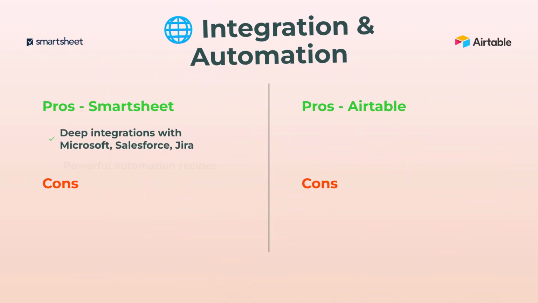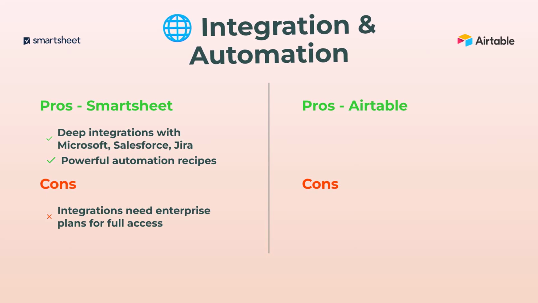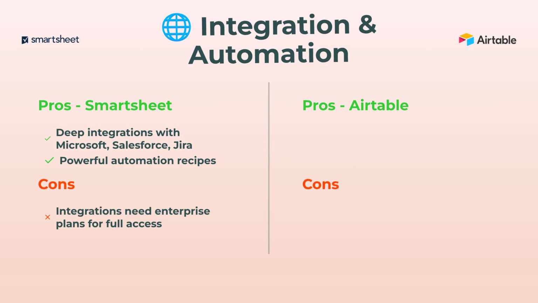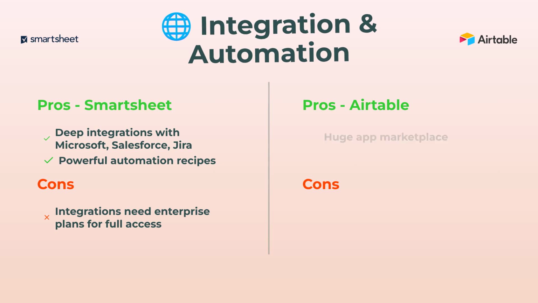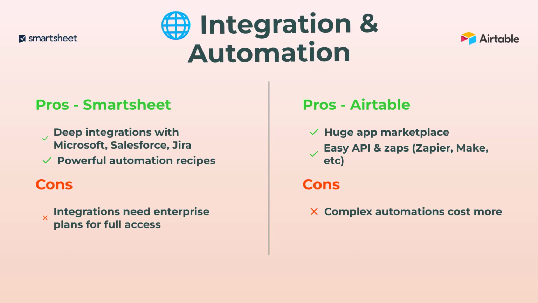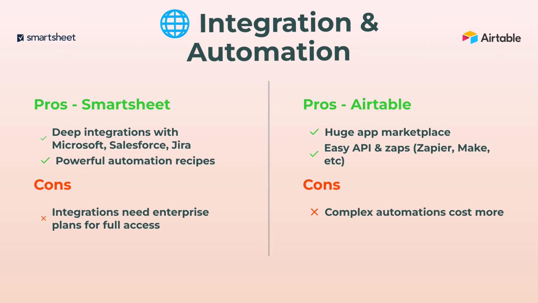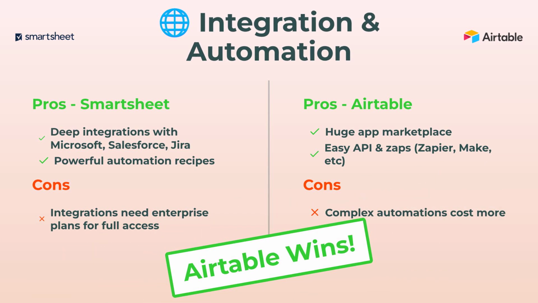Let's move to integrations and automation. Smartsheet does not mess around here if you're an enterprise. Integrations with Microsoft, Jira, Salesforce, it's deep. Plus, their built-in automations are seriously sophisticated. But if you want the full toolkit, you'll need one of those pricier enterprise plans. With Airtable, you get this massive app marketplace, and APIs are super friendly. Think Zapier, Make, that kind of thing. Sure, the complex stuff might cost more, but in terms of easy, accessible integrations, Airtable just pulls ahead.